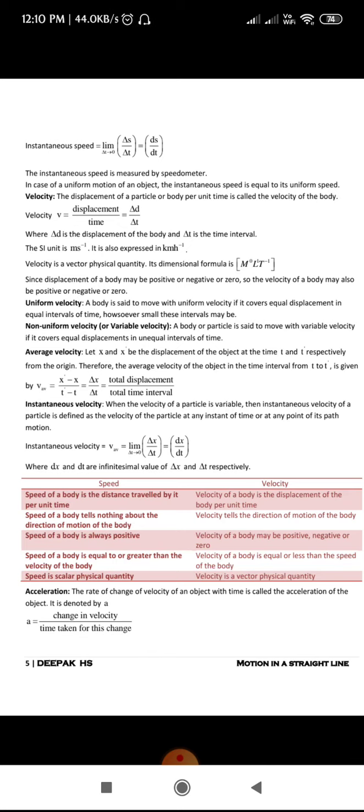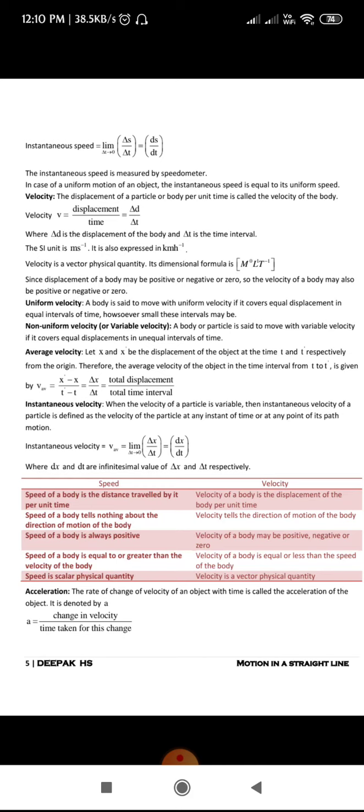When it covers unequal displacements in equal intervals of time, or equal displacements in unequal intervals of time. Okay. So where a body is covering equal displacements in unequal intervals of time, it is called variable velocity or non-uniform velocity. So next, coming to average velocity, how are we going to define this average velocity?